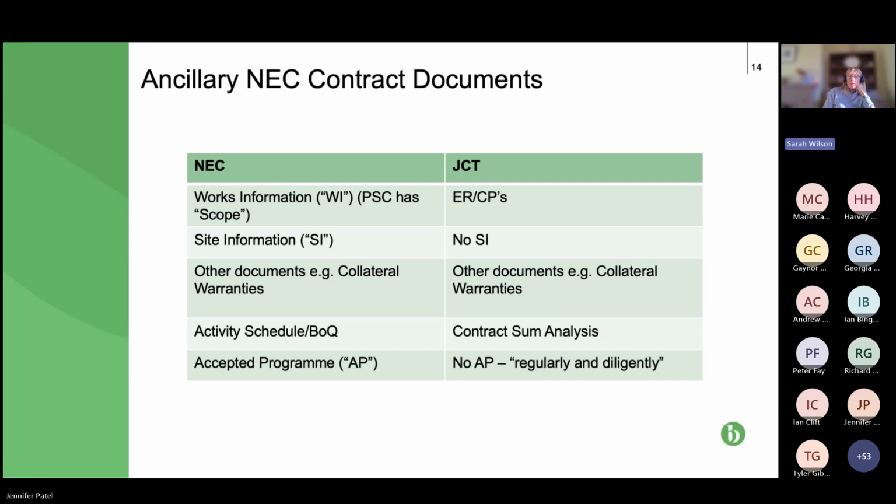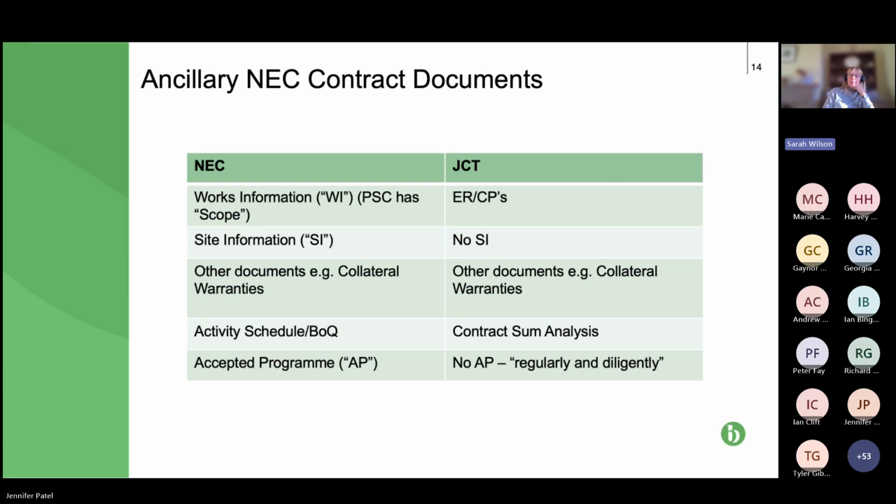So the next item, we will generally have other documents. So we're talking about collateral warranties, performance bond, possibly parent company guarantee, those other securities for the paying party. And it's exactly the same for JCT. For NEC, we might have, or almost inevitably we will have, an activity schedule or a bill of quantities in one form or another. And for the JCT design and build, we have a contract sum analysis.